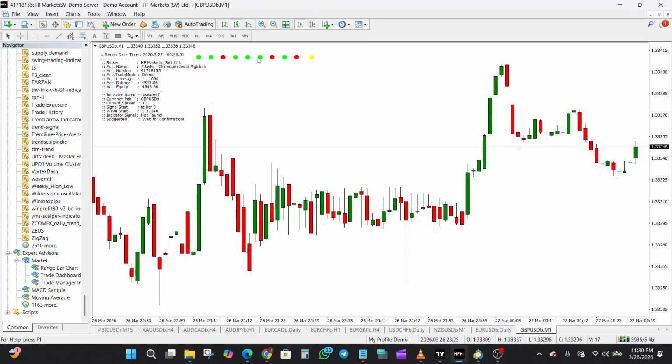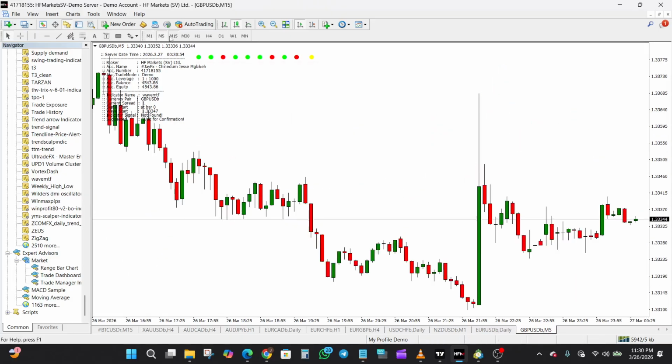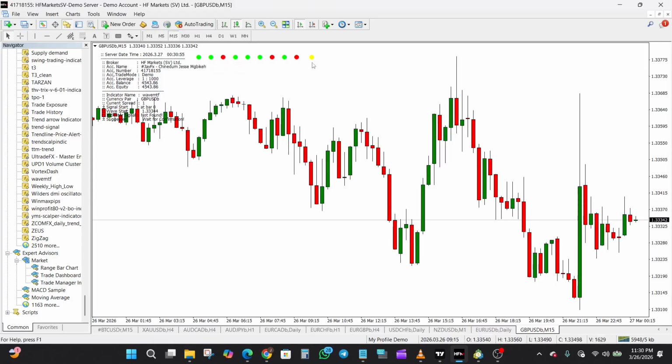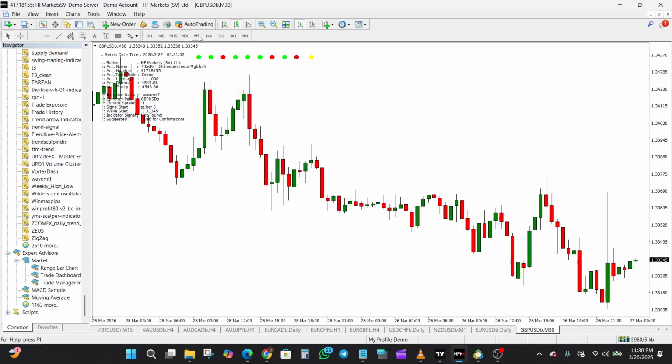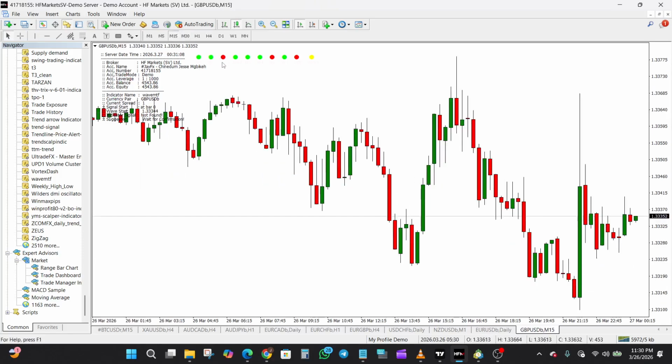So now you can see that these colors that are being displayed here, even if you change time frame, they remain constant, right? Because the colors that are being displayed are showing multi-time frame trend. They are showing multi-time frame trend. So across different time frames, the signal being given remains constant. Now let's just check a couple of them.